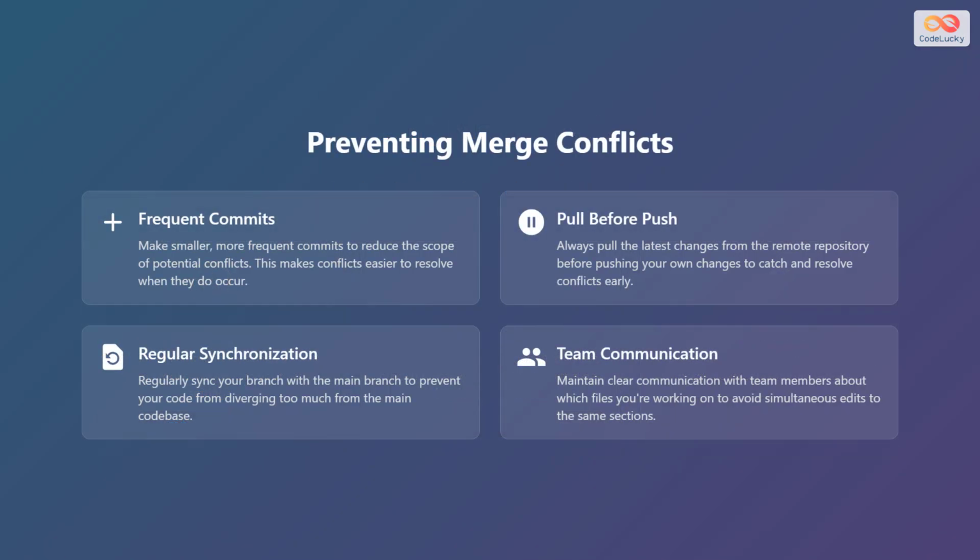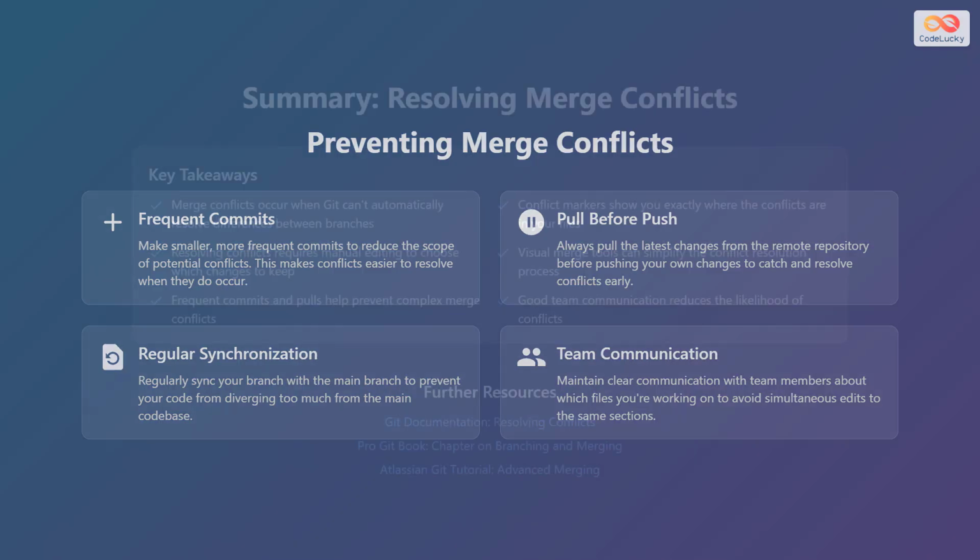To minimize merge conflicts, adopt these practices. Make smaller, more frequent commits to reduce the scope of potential conflicts, which makes them easier to resolve when they do occur. Always pull the latest changes from the remote repository before pushing your own changes to catch and resolve conflicts early. Regularly synchronize your branch with the main branch to prevent your code from diverging too much from the main codebase. And maintain clear communication with team members about which files you are working on to avoid simultaneous edits to the same sections.